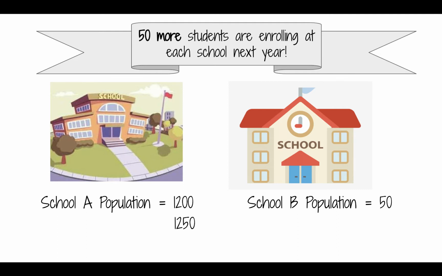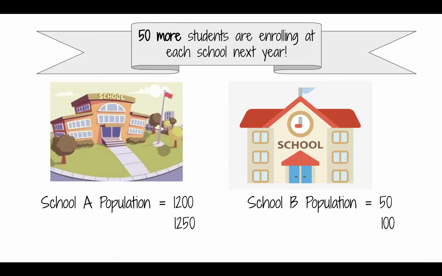Look at the population of school B. They're at 50 students this year. Next year, they're going to get 50 more. They would be at a total enrollment of 100 students. You can describe how something changed by giving the actual amount that it increased or decreased. In this case, both school populations would be increasing by 50 students.